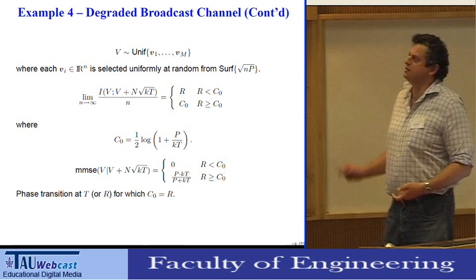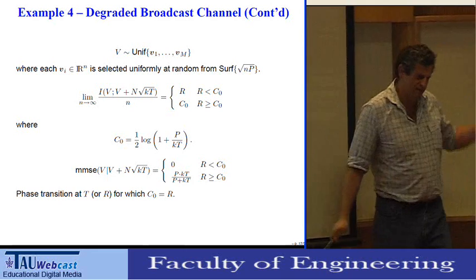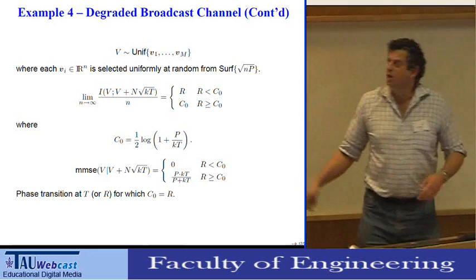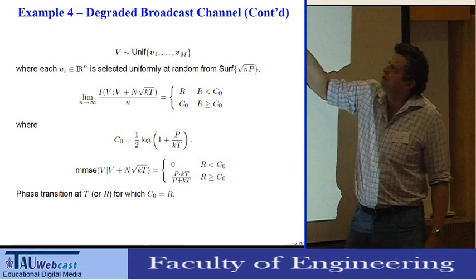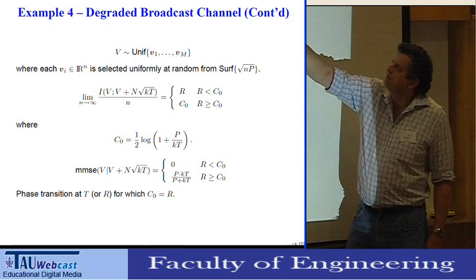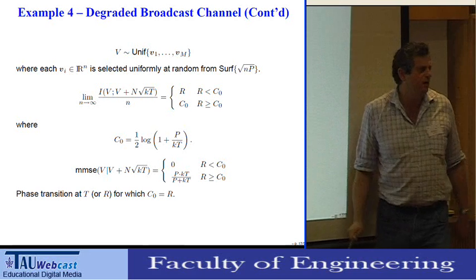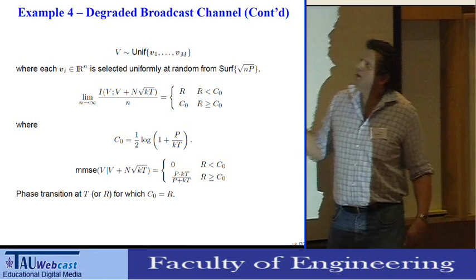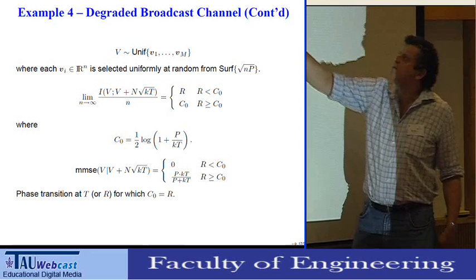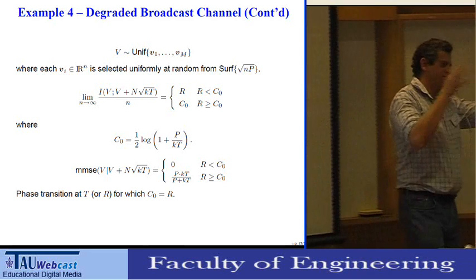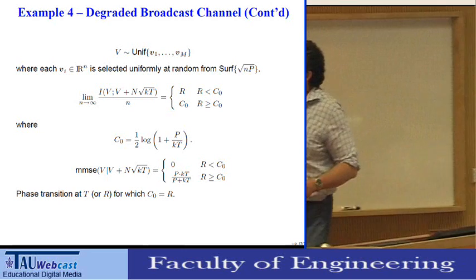Let us particularize this example even more. Suppose that the clean signal that is transmitted over this cascade of channels is actually a code word. It is taken from a finite set of M vectors, where the number of vectors is e to the nR, where R is the coding rate. Each one of these code vectors is randomly selected from the surface of a sphere whose radius corresponds to the allowed power, which is P.